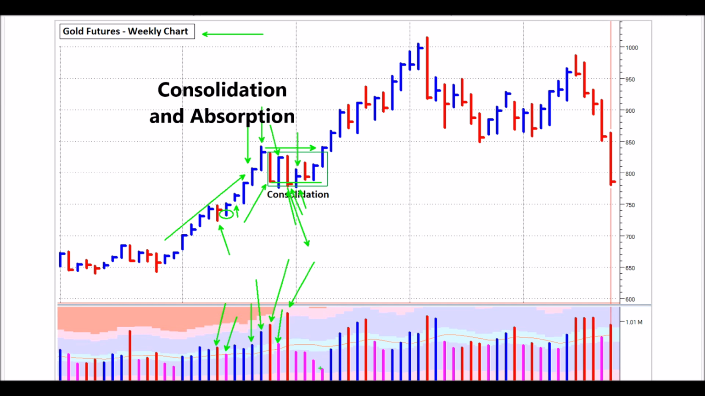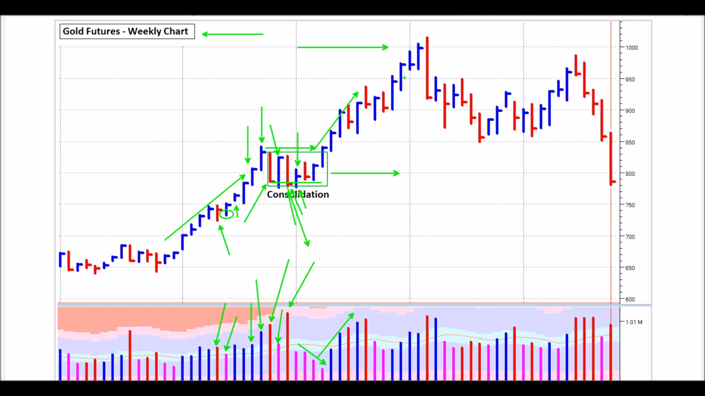And you can see following that, the sellers had done their thing and supply began to really drop off. And then you'll see the volumes increase again as price really pushes out and up and moved from $800 an ounce up to $1,000 an ounce.